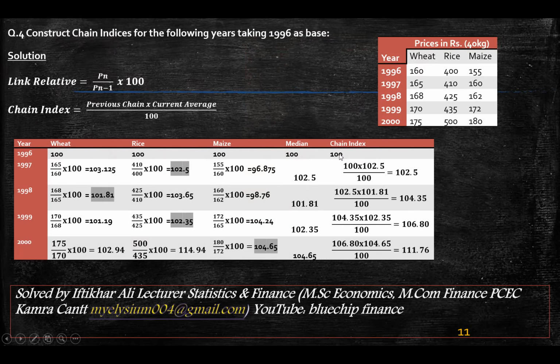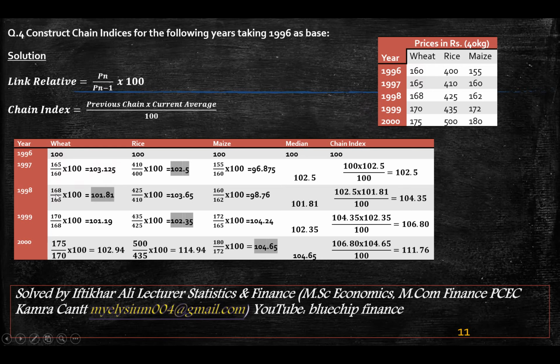So for the first time period, link relative and average and chain all are considered as 100 because we have no previous time period price for the first time period. So the calculation of link relative will be started from 1997. Pn for wheat in 1997 is 165 and Pn minus 1 is 160.